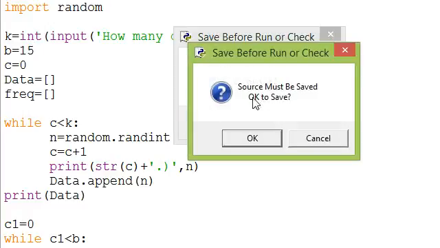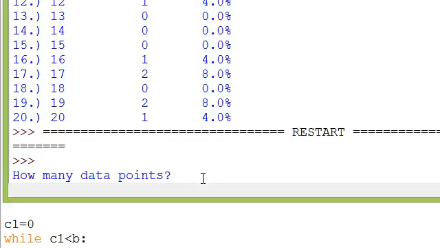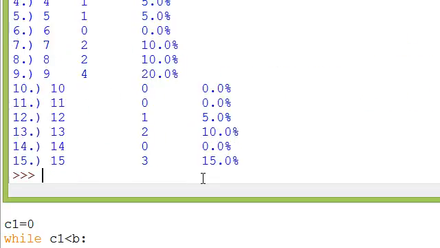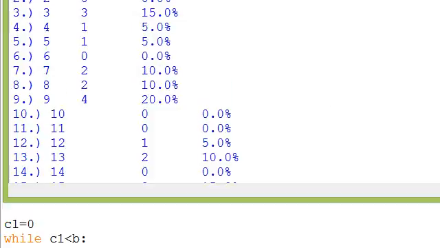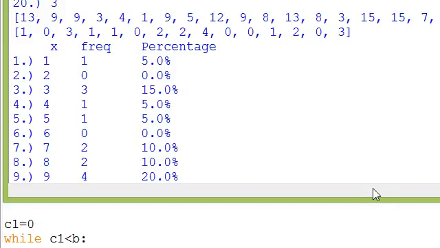Let's just run the script. Right, and let's say we asked 20 people. Okay, we asked 20 people, and so let's look at this. So 1 occurred only 1 time, and whoa.